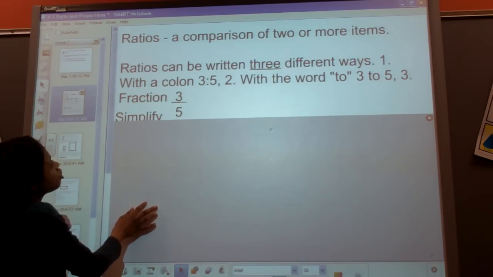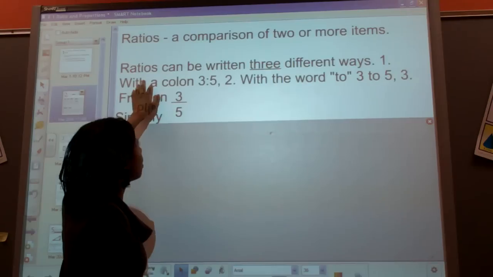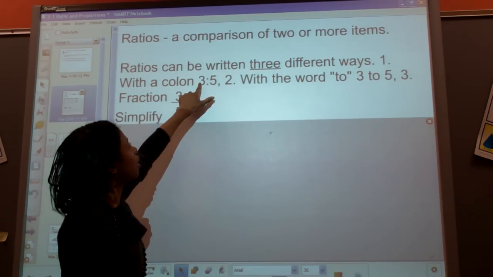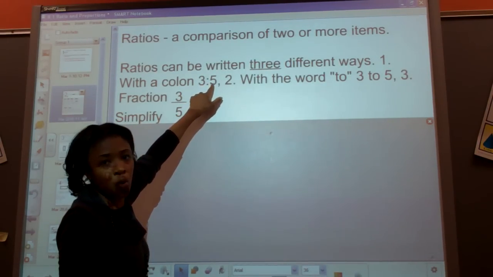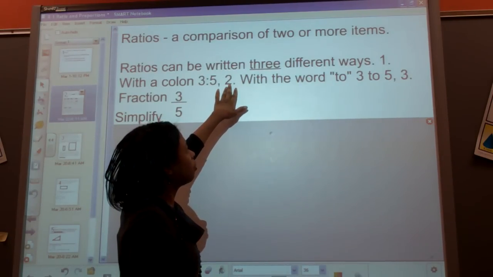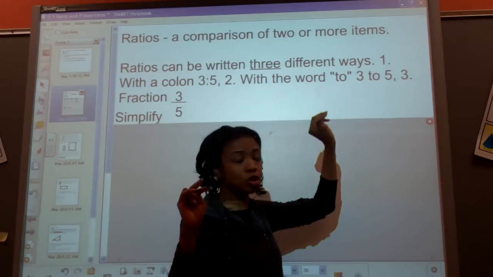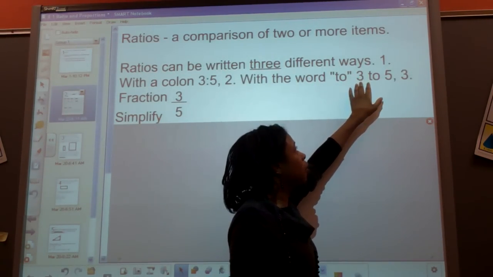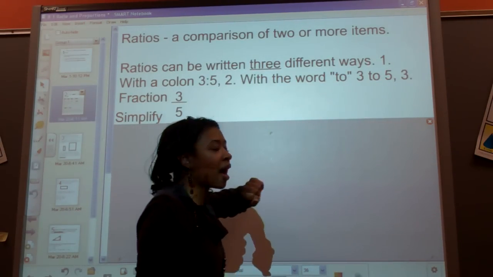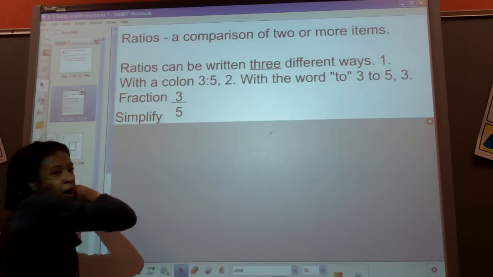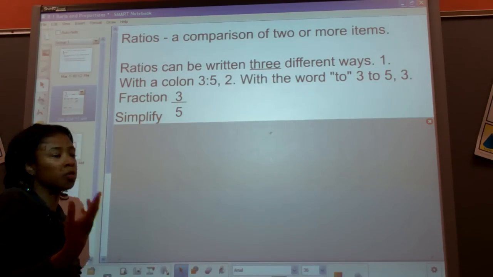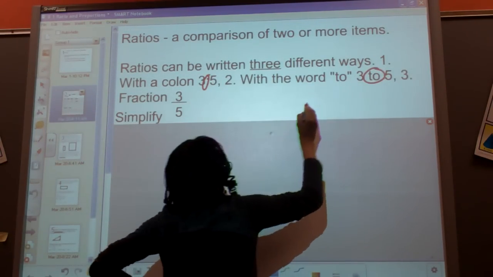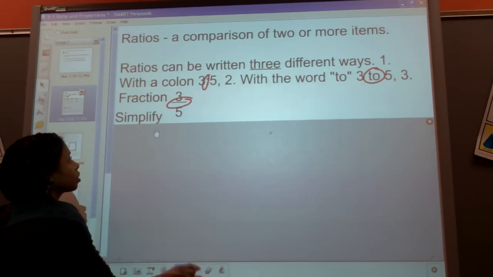And we need to remember that ratios can be written three different ways. Number one, with the colon, 3:5. There are three apples to five oranges. Number two, I can write a ratio with the word "to." There are three apples to five oranges, or however I want to say it, three girls to five boys. The third way is as a fraction, 3/5. Three girls for every five boys. So I can write a comparison with a colon, the word "to," or as a fraction. Those are the three ways I write it.